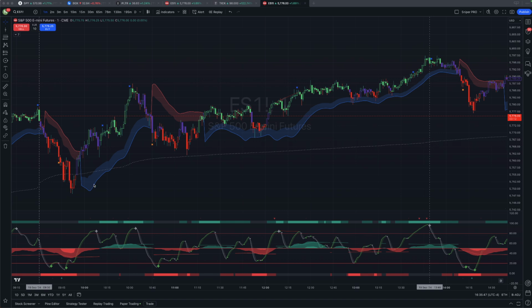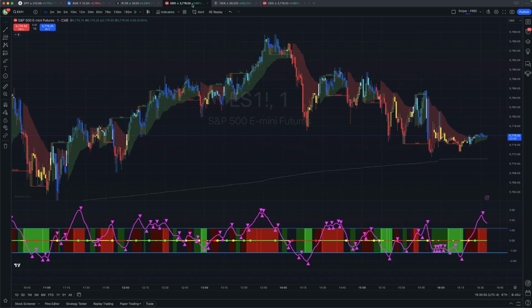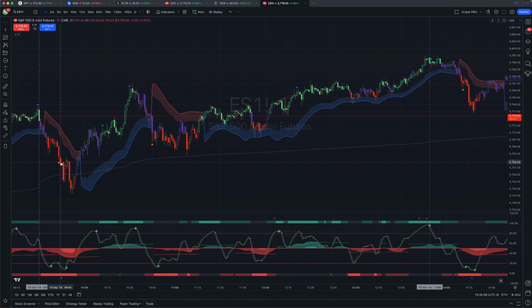Basically, what I'm looking for now, instead of having 4 colors of candles that we used to have here on our old sniper, we now have 3 colors, and I'm looking for both red and green candles, and I'm ignoring, for the most part, the dark blue candles.